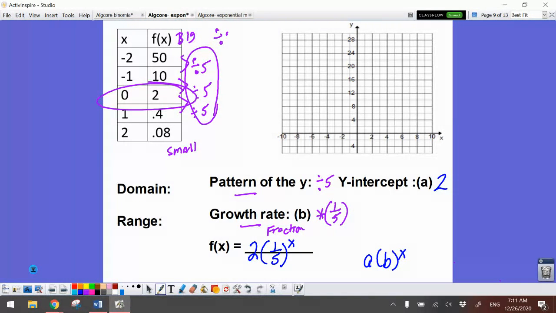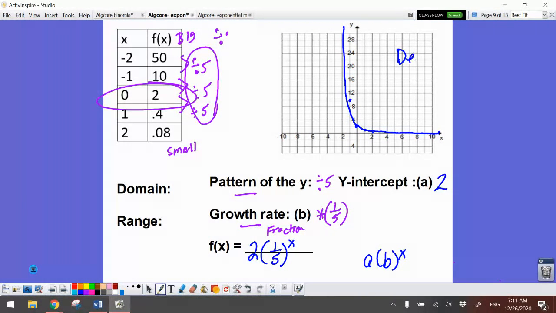So let's go ahead and graph this. -2 and 50 is way up there. I can't graph that. -1 and 10 is going to be about here. 0 and 2, 1 and 0.4, and 2 and 0.08. I see that it's coming down. Remember, these are curves, and it's going to hug this 0 line. It's going to hug that x-axis.